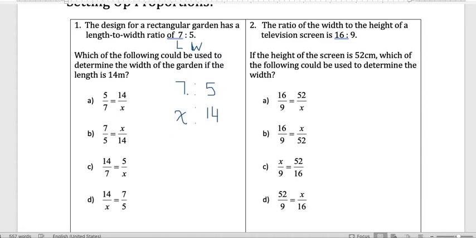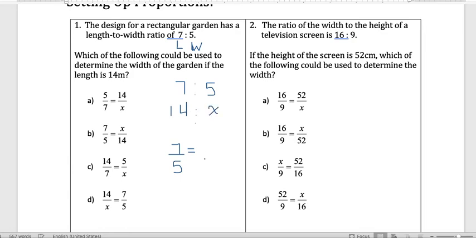So remember from the note that we can change this. So we can change our ratio to be set up length to width this way. As long as you keep all the length across the top, so that is unknown, and all the widths across the bottom, we want to find which could be used to determine the width of the garden if the garden length is 14 meters. Not the garden width, the garden length. So the length is 14 meters. We want to know what the width is, determine the width.